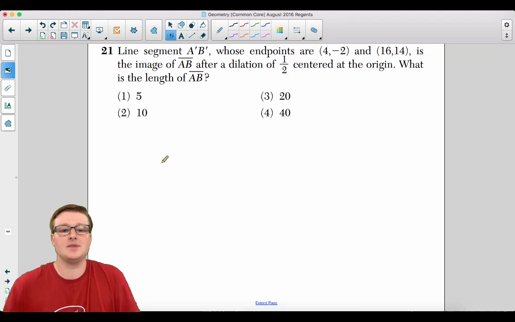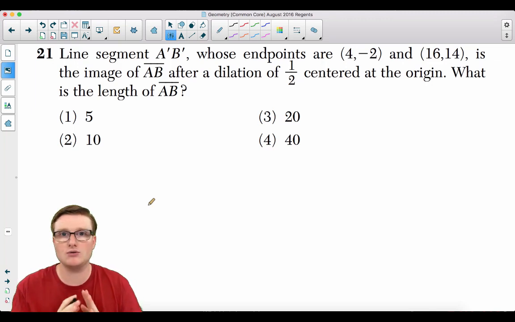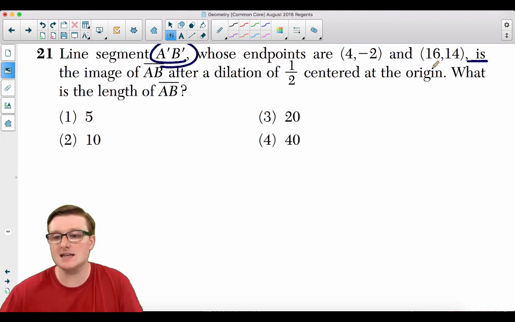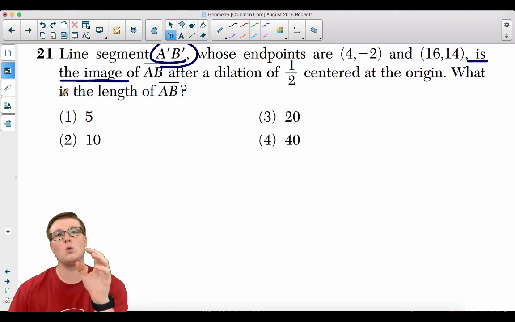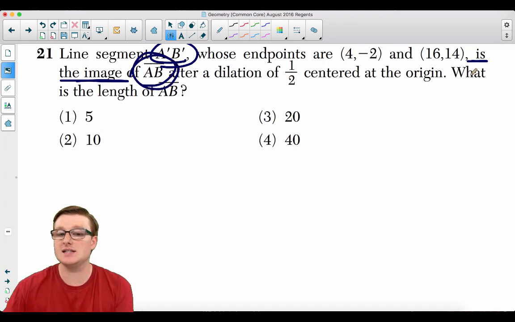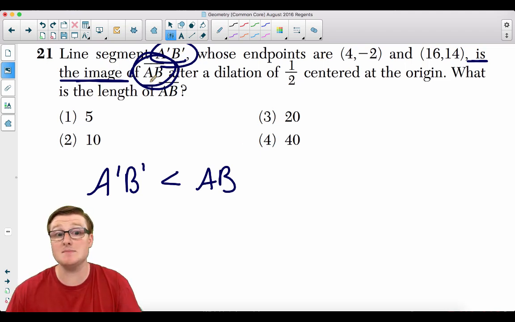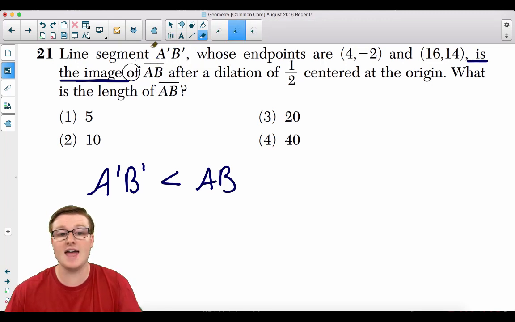Moving on to question 21. Line segment A prime B prime, whose endpoints are 4, -2, and 16, 14, is the image. This is a big reading test. A prime B prime is the image. That means that it is a result of what was done to line AB. So it says, is the image of line AB after a dilation of a half center of the origin. That means that the distance of A prime B prime is less than the distance of line AB, because the original line AB was dilated by a scale factor of a half to get A prime B prime. Okay, that's important.